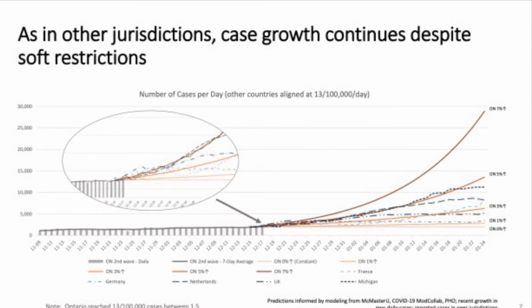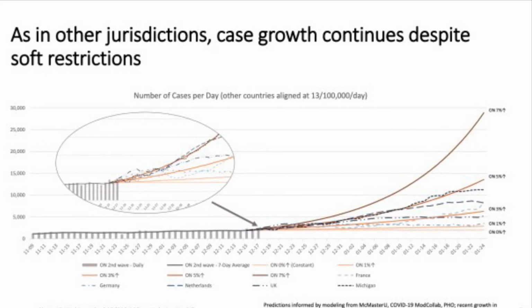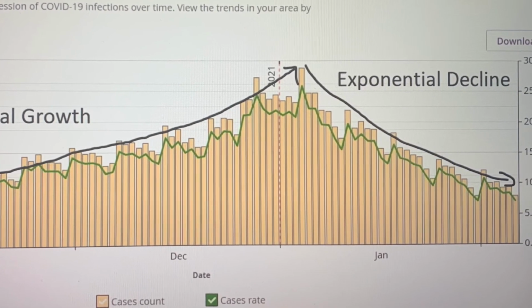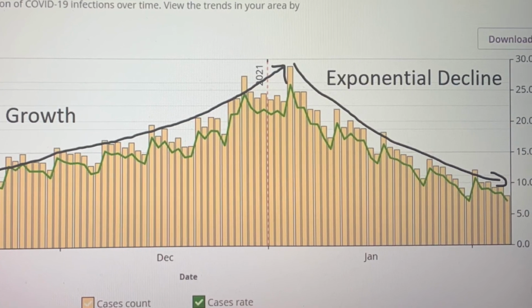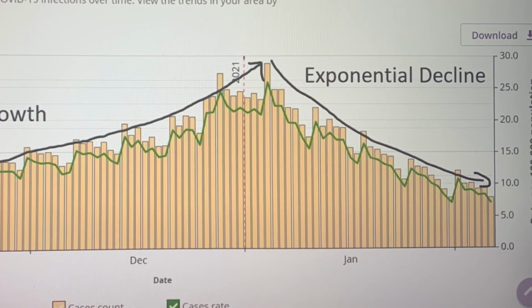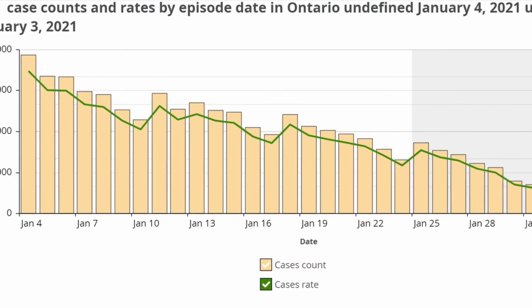Then by the 24th of January, we would have around 28,000 cases per day. Then we see the province of Ontario went into lockdown on December 26, 2020. The aim of the lockdown was to achieve a decline in the cases. What ended up happening was that the graph went from an exponential growth to an exponential decline, beginning around 2.5 weeks after the lockdown went into effect.